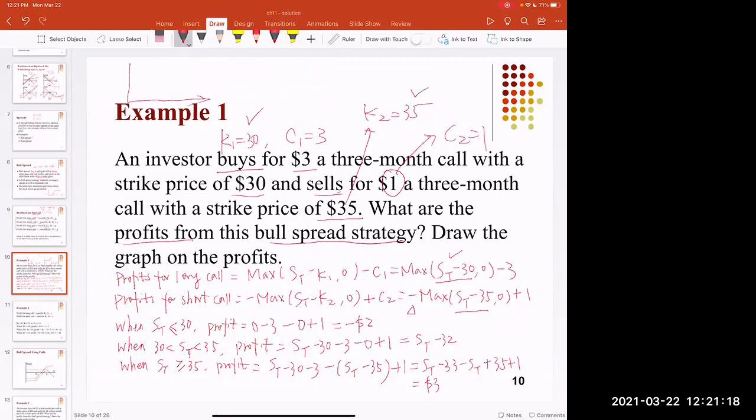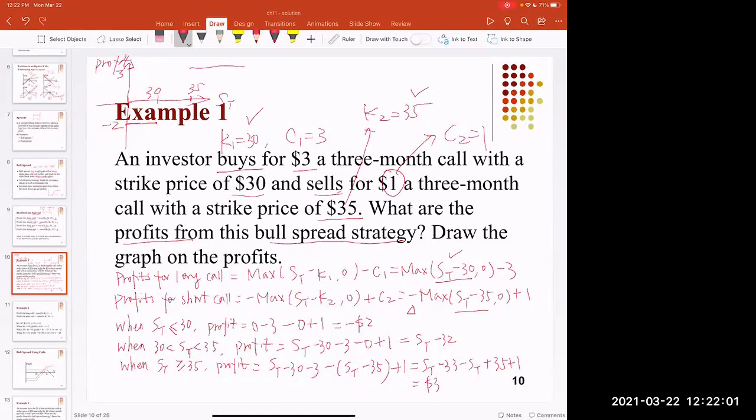For the graph for the profit, the x-axis should be the price, ST, and the y-axis is the profit. When stock price is less than 30, okay, let's say this is 30, the profit is -2. When stock price is greater than 35, the profit is $3. Let's say this is 3.